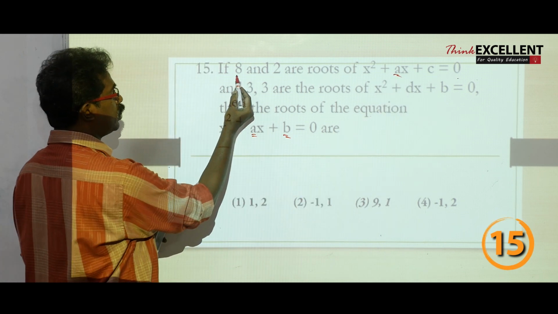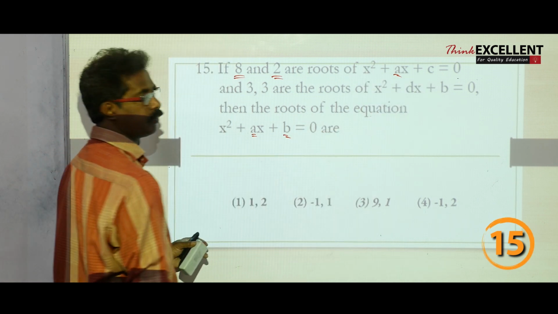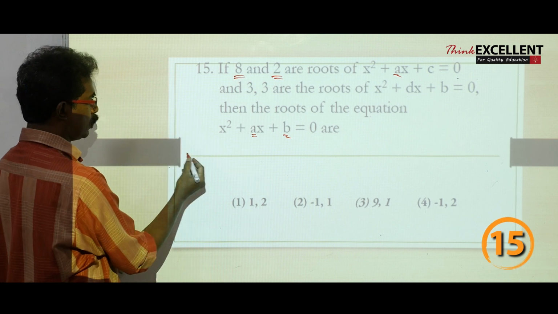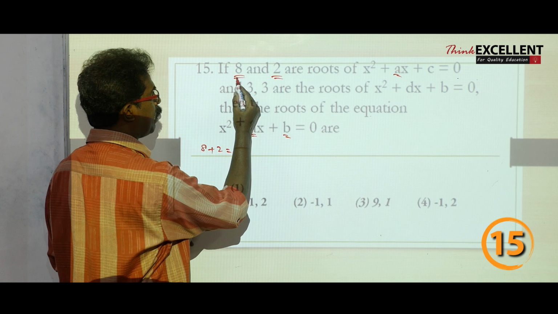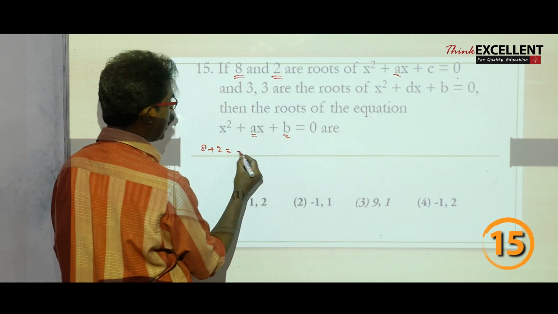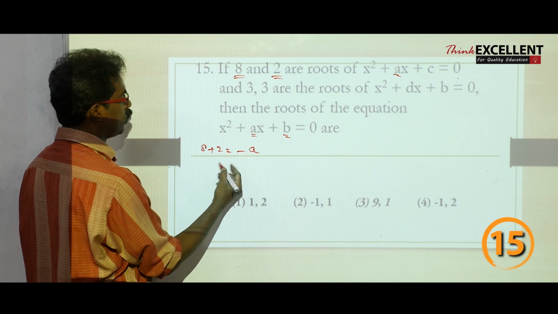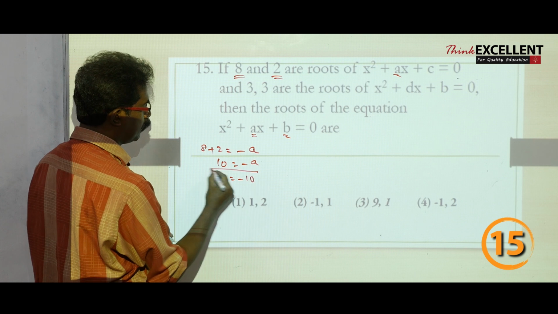Listen. So 8 and 2 are the roots of this equation. If you find the sum of the roots, it means 8 plus 2. Sum of the roots is equal to minus B by A, that is minus A by 1. So 10 is equal to minus A, or you can say A is equal to minus 10.